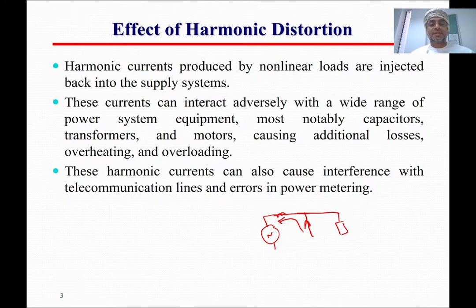This current interacts adversely with a wide range of power system equipment, most notably capacitors, transformers, and motors. As a result, that will cause additional losses in those equipment. This harmonic current can also cause interference with telecommunication systems. And again, it can cause errors in power metering, and some devices like relays can be tripped.